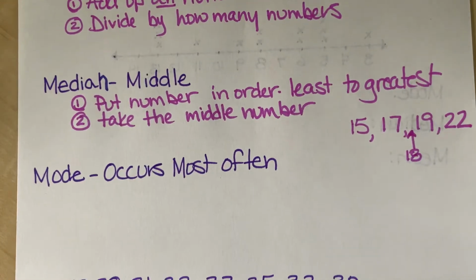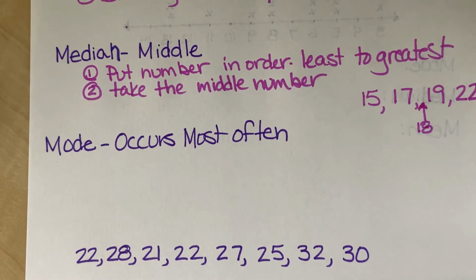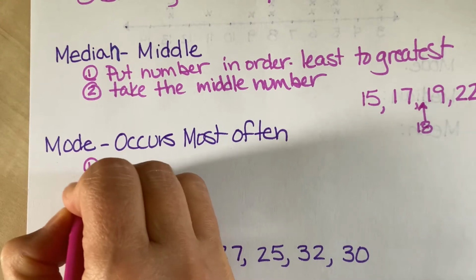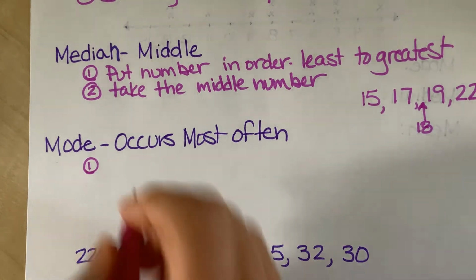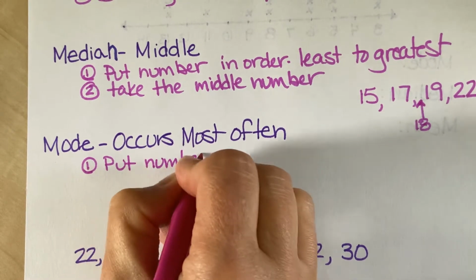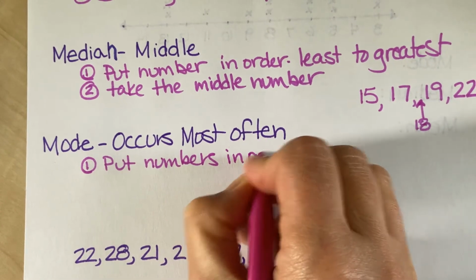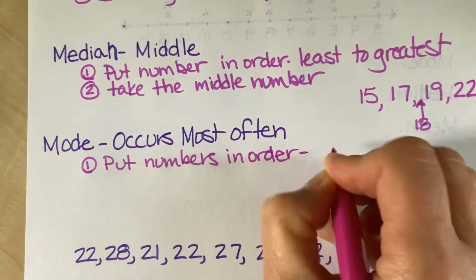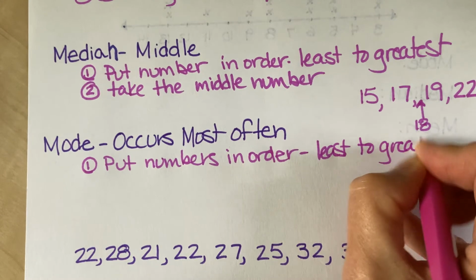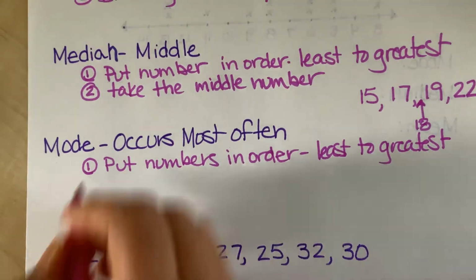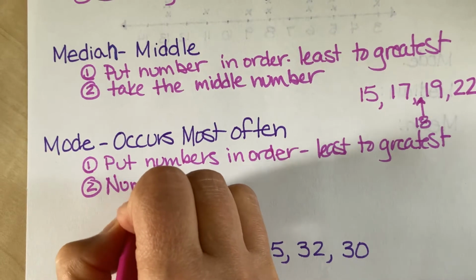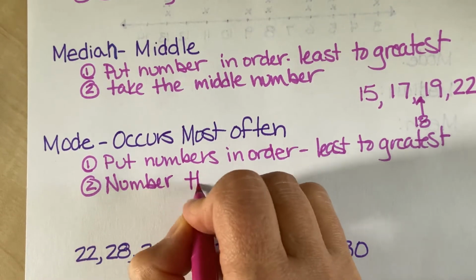All right, and then mode is the one that occurs most often. Again, put your numbers in order from least to greatest when you do mode. It makes it so much easier. In order, least to greatest. Okay. Your mode is the number that's used most often, that occurs most often.